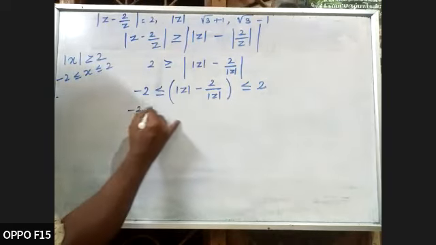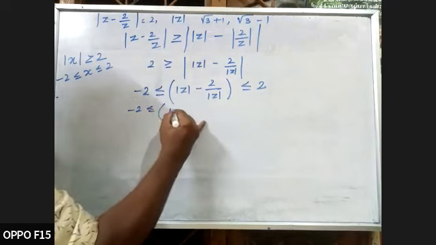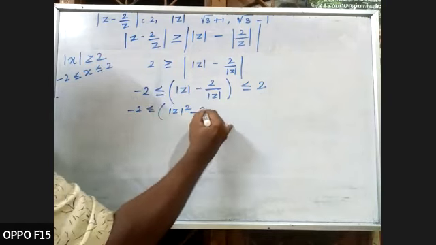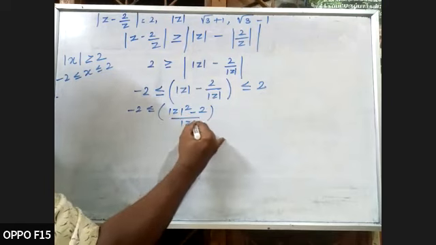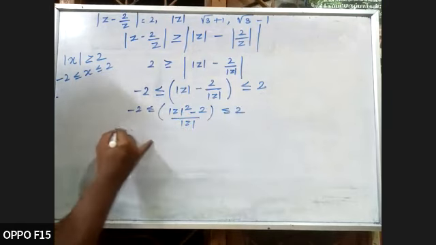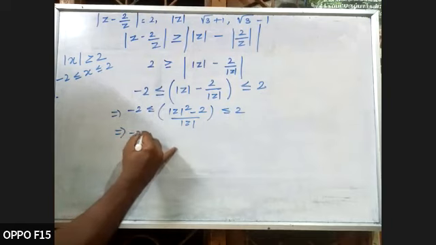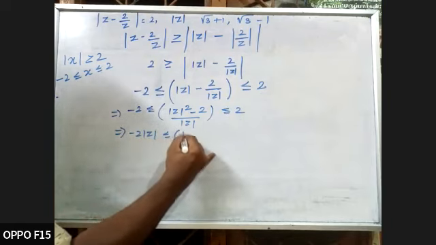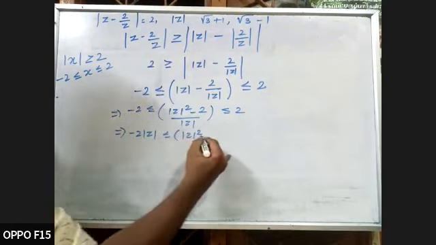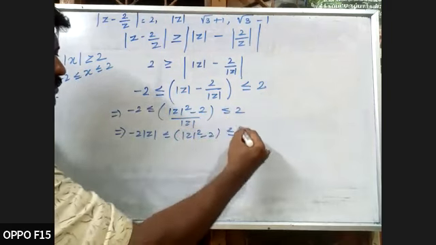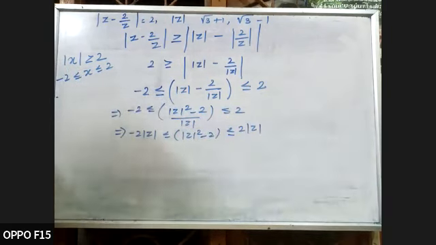Next, just take the conjugate. If you multiply, modulus of z the whole square minus 2 divided by modulus of z less than or equal to 2, which implies minus 2 into modulus of z less than or equal to modulus of z square minus 2 less than or equal to 2 into modulus of z, multiplying on both sides. Is it absolutely right?